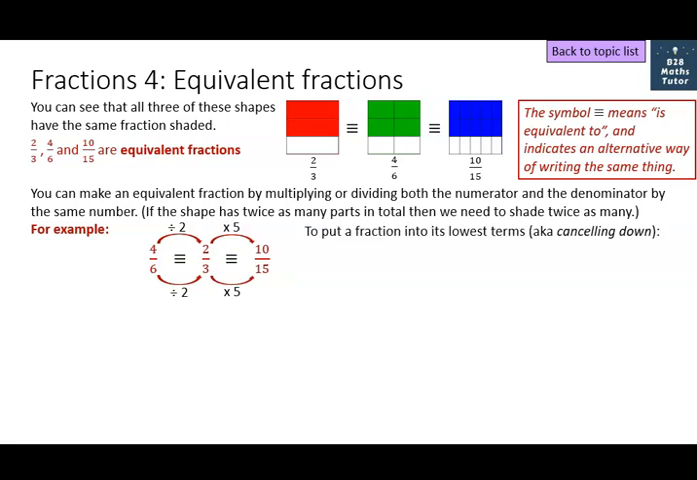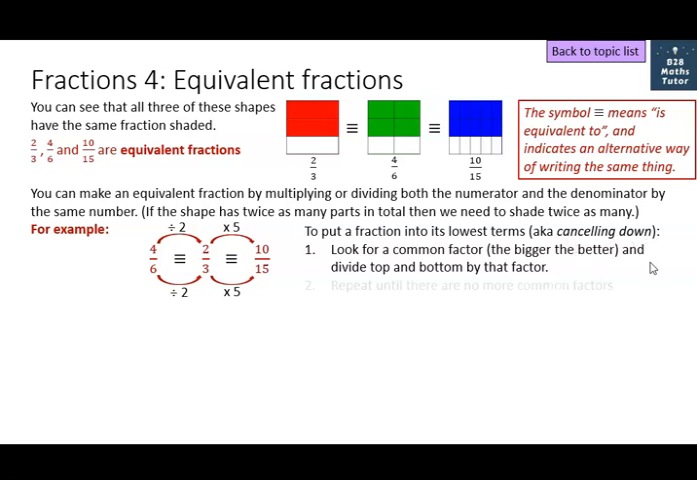To put a fraction into its lowest terms, you have to look at it and think, well, what can I divide by, both top and bottom? The bigger the number, the better, but if you don't spot the biggest one straight off, that doesn't matter, because you can always find another number to divide by afterwards. We also call this cancelling down. So you keep going until you've got no more common factors left.